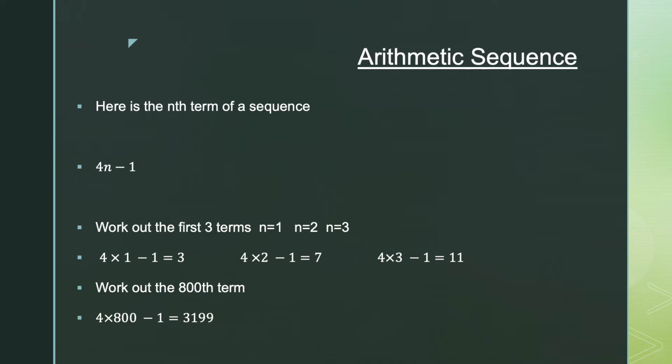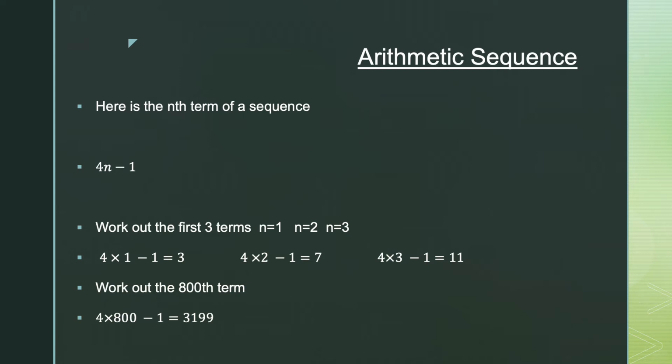So 4n minus 1. Right, first 3 terms. n is 1, 4 times 1 is 4, minus 1 is 3. So the first term is going to be 3. Next term is 4 times 2, which is 8, minus 1 is 7. And when n is 3, 4 times 3 is 12, minus 1 is 11. And then number 4 would be 15. So I'm adding on 4 each time.